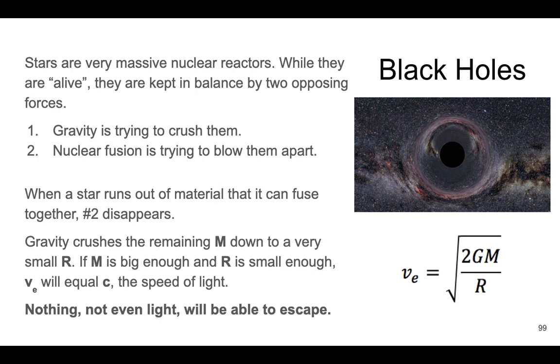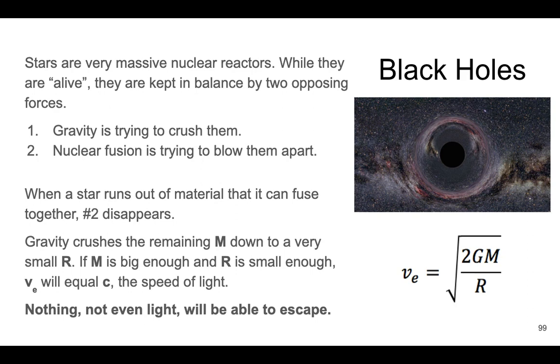So eventually, the star is going to run out of things that it can fuse, so it's going to lose this second thing. It no longer has nuclear fusion trying to blow it apart. It only has gravity trying to crush it. So very quickly, gravity is going to crush the whole thing down very, very small. So if we started with a big enough star, gravity is going to keep crushing it down and down and down, basically all the way down.